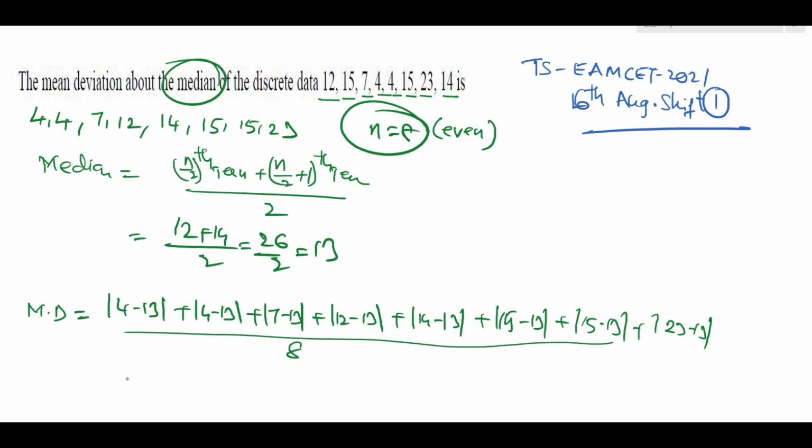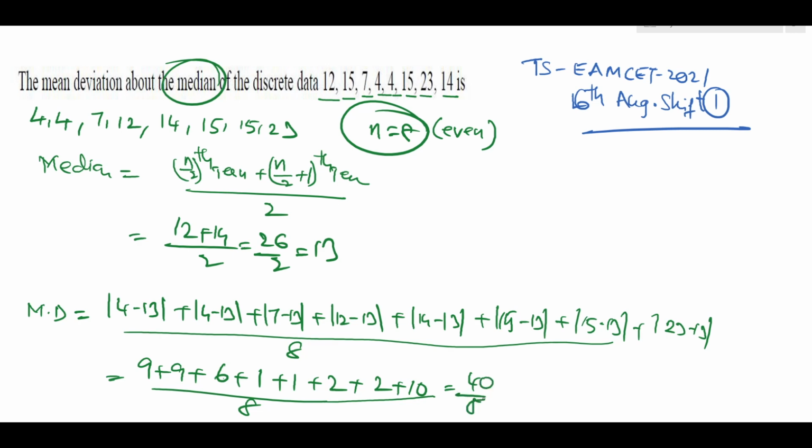Now calculating all these values: 4 minus 13 is 9, plus 9, 7 minus 13 is 6, 12 minus 13 is 1, 14 minus 13 is 1, 15 minus 13 is 2, this is also 2, this is 10, all by 8. Adding 10 plus 4 plus 5, 16, 22, 31, this is 40. That is equal to 40 by 8, this is 5. So the mean deviation about the median is 5.